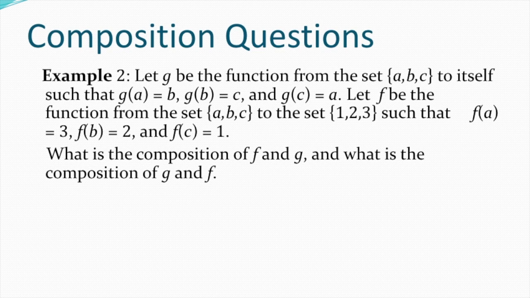We have now another function called g, which is a function from the set a, b, c to itself, and the mapping of this function is as follows. We have g of a equals b, g of b equals c, and g of c equals a. Now let f be the function from the set a, b, c to the set 1, 2, 3 such that f of a equals 3, f of b equals 2, and f of c equals 1. Now how would I solve such an example?